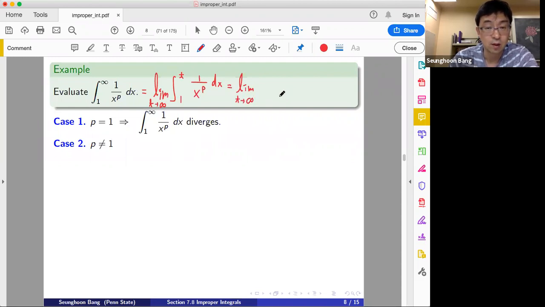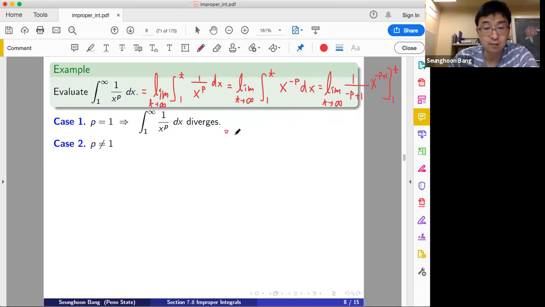So what's that? The integral from 1 to t. You can change it to the negative exponent, so you can use the power rule. This is the same as the limit as t approaches positive infinity of 1 over negative p plus 1 times x to the negative p plus 1, from 1 to t.